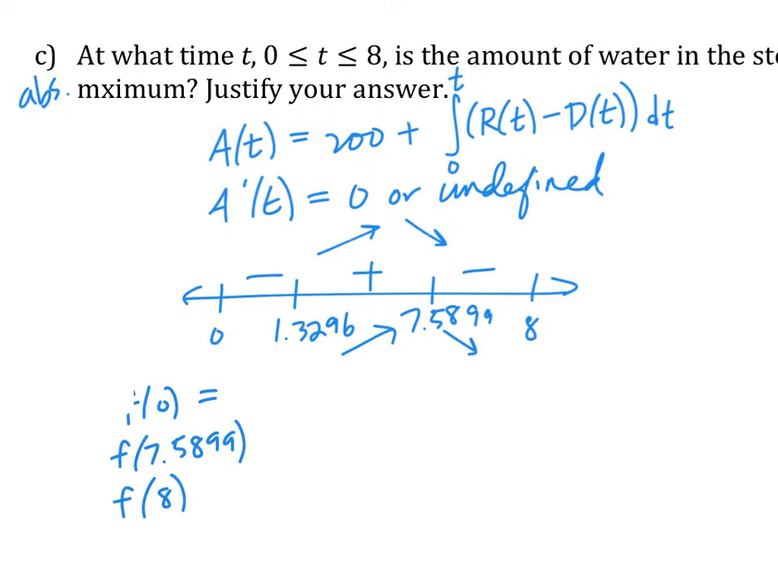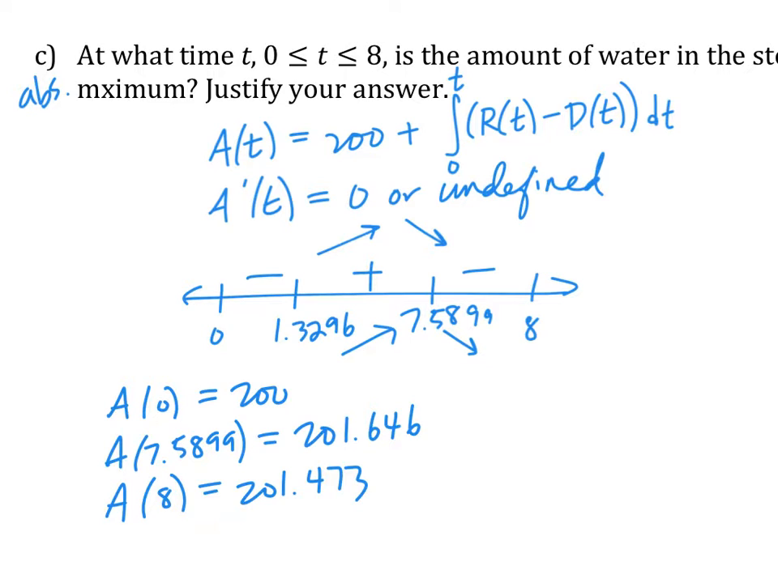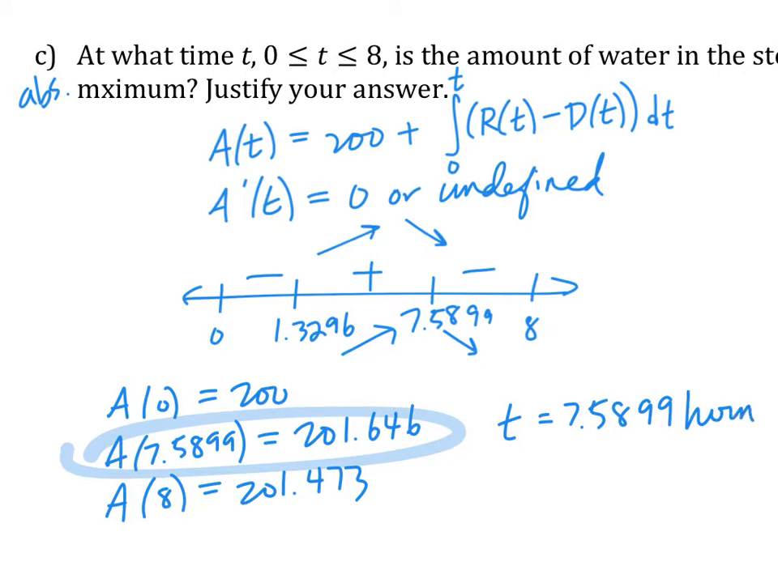Oh, I'm sorry, I shouldn't write F of A. Okay, so A of 0 is 200, obviously, because you started with 200. A of 7.5899 is about 201.646. And then A of 8 is about 201.473. So this one is the maximum. So at time equals 7.5899 hours, you have the most water in the tank.